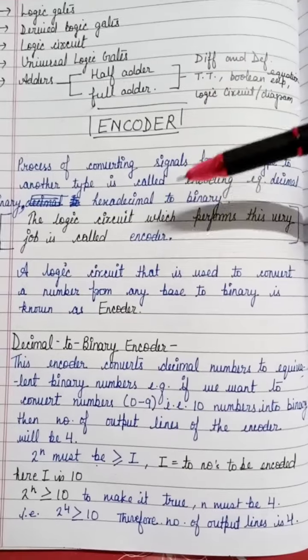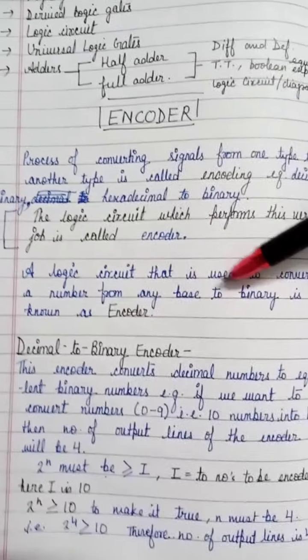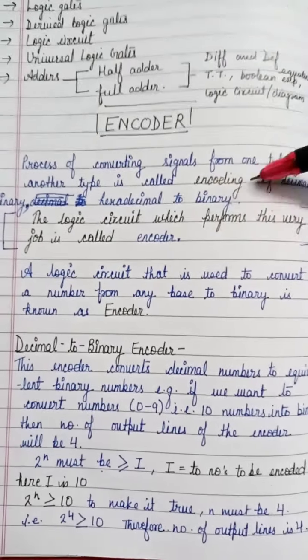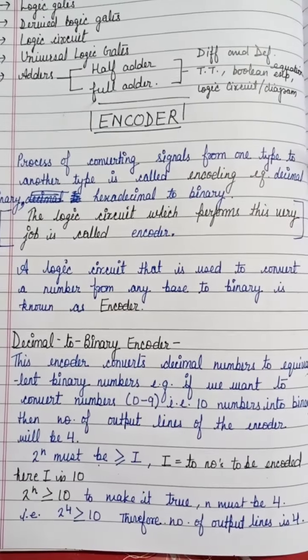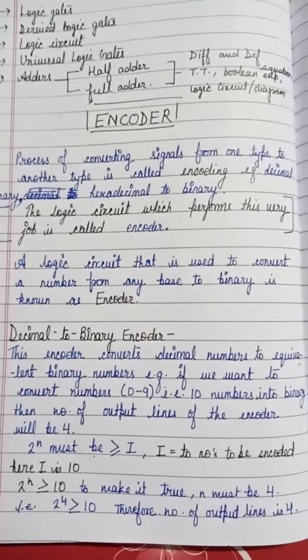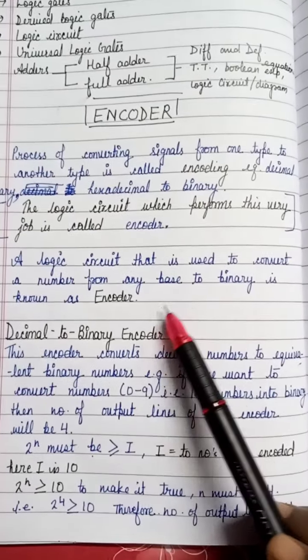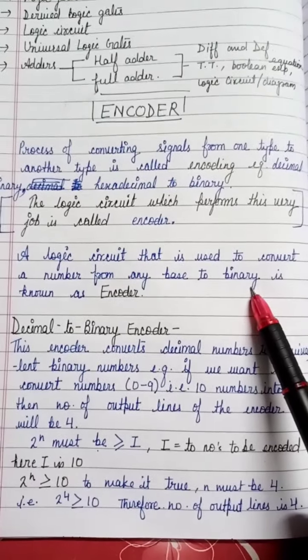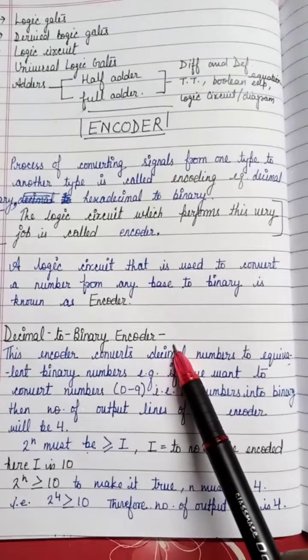It's a logic circuit that is used to convert a number from any base to binary. For example, from decimal to binary, from hexadecimal to binary, or from octal to binary. Now come to the decimal to binary encoder first.